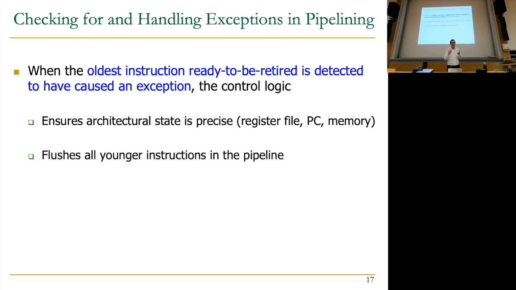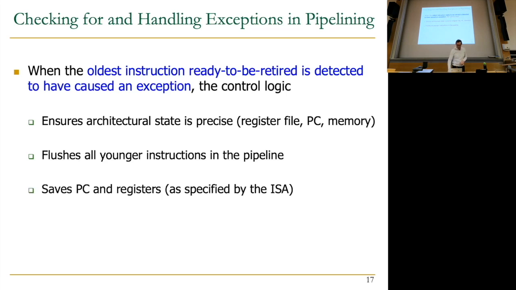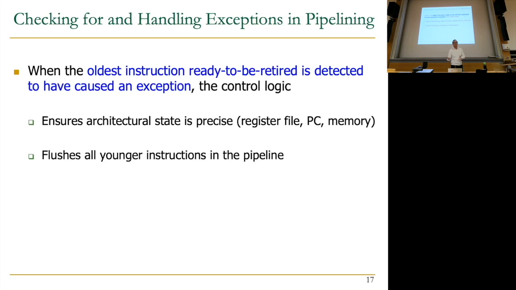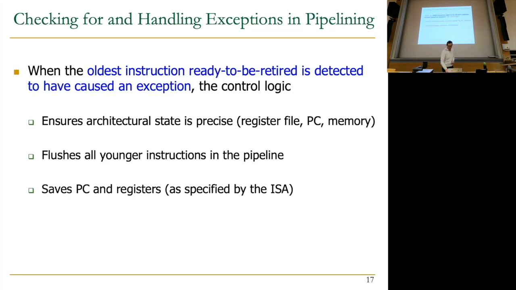And if it causes a problem, meaning if it's going to have an exception, or if there's an interrupt that you need to handle at that point in time, you ensure that the architectural state is precise and you flush all the younger instructions in the pipeline so that they do not update the architectural state. Flush means, as we've seen with the pipeline flush, you actually invalidate the pipeline registers, as we've discussed.